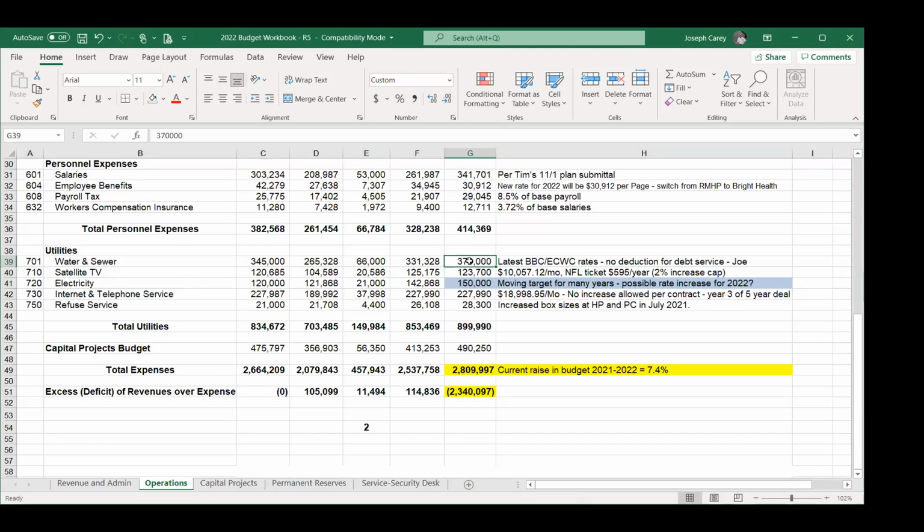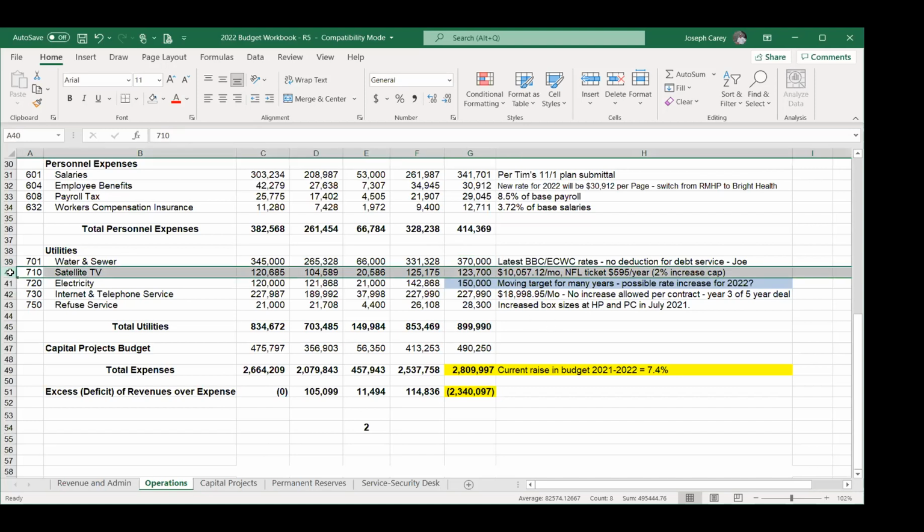So we did the analysis of our consumption. We're on a metered rate, not a flat rate. So we did an analysis of our consumption using the new rates, and came up with our estimate of what our water and sewer costs for next year would be, and that's what this 370,000 number is.